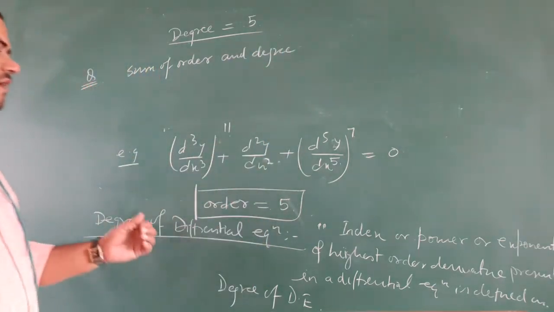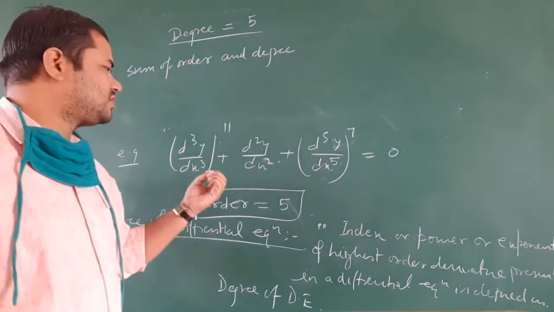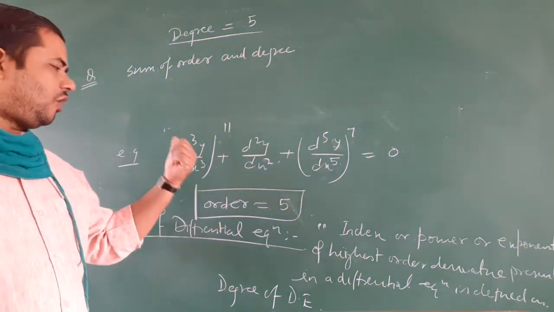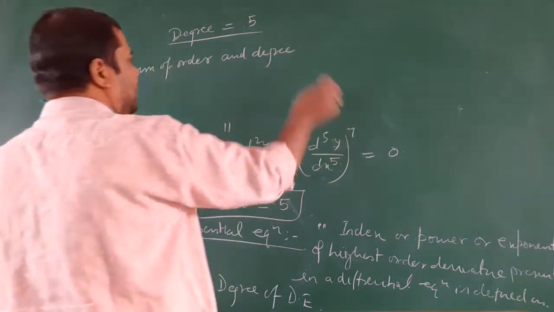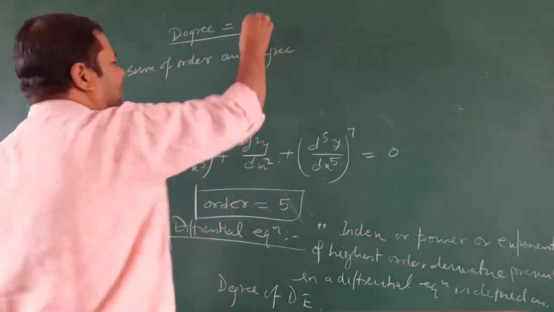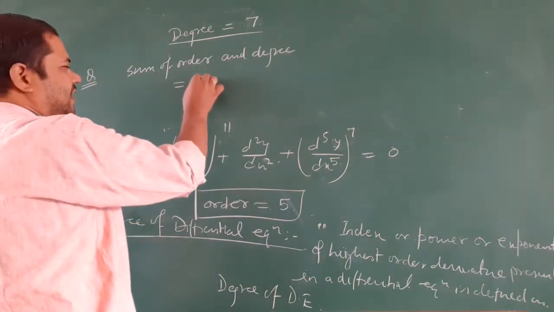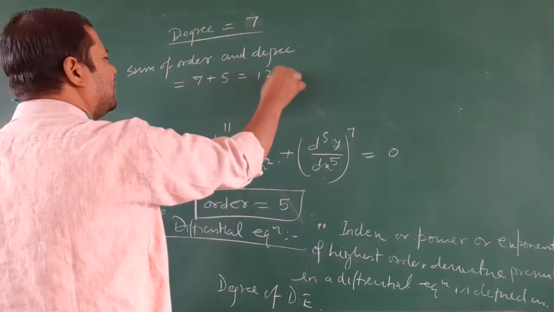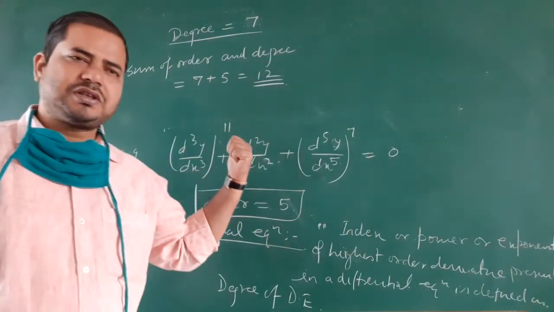Okay. So please read the question carefully, what the question asks. Here order is 5, degree is 7. And what is the sum of order and degree? So you can see 7 plus 5, this is 12. So to create confusion, sometimes they ask questions in this manner.